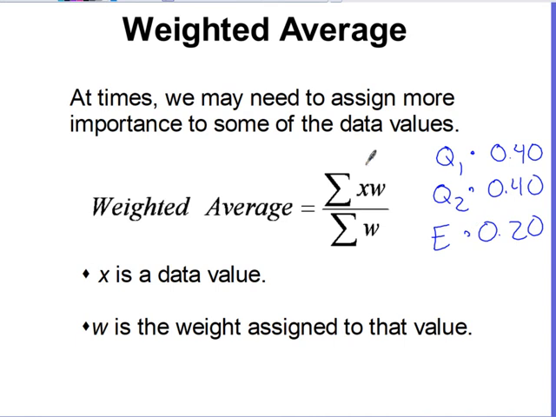So be careful. It says sum right here, but it's telling you to multiply X and W together. Do the multiplication first, and then go back and add up the sums. Your weights, most likely in decimal form, that sum of W works out to be 1. If it's a percent, it's going to be 100%.